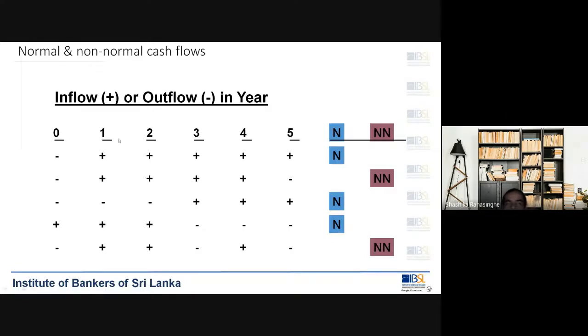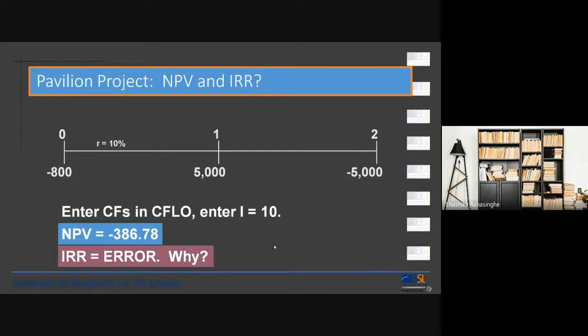Now, these are the years 0, 1, 2, 3, 4, 5, and then you have cash flows in each of the years. So if year 0 is outflow, followed by a series of inflows, it's a normal cash flow. But if year 0 is outflow followed by a series of inflows and then an outflow, it's non-normal. Series of outflows followed by series of inflows, normal. Series of inflows followed by series of outflows, normal. Outflow followed by inflows, followed by outflow, again inflow, then outflow is non-normal, right? So the problem is if cash flows are non-normal, you will have more than one IRR. I repeat, if cash flows are non-normal, you will have more than one IRR.